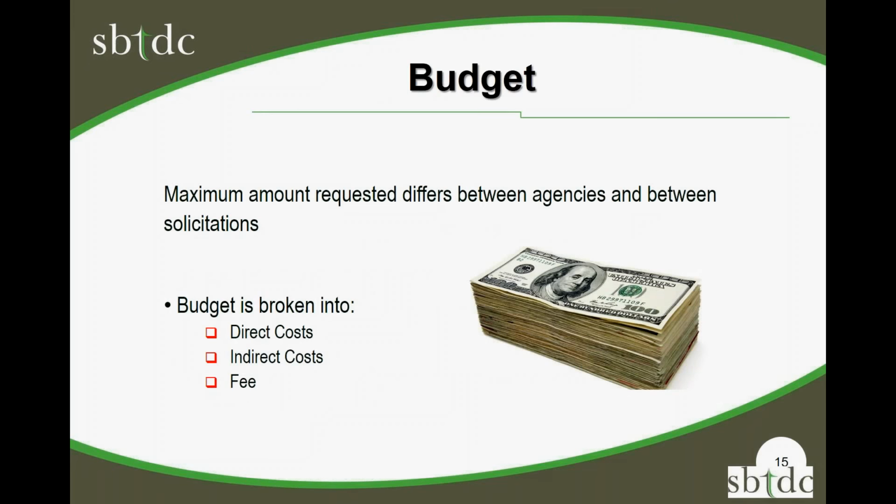So the budget, we talked about phase ones ranging from $150,000 to $225,000. Those maximum budgets do change from one agency to another. That's why there's a range of $150,000 to $225,000. That total request that you're going to make is going to be included in a budget submission that incorporates 3 different sections. The 3 sections are direct costs, indirect costs, and a fee.